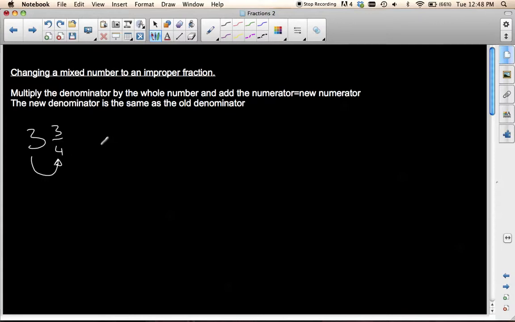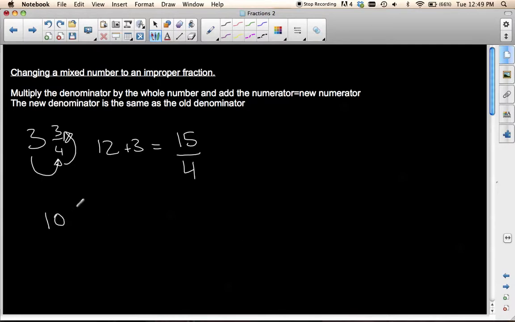So 3 times 4 is 12. And then they say, and add the numerator. Well, my numerator, which I'm going to add, is 3. So 12 plus 3 gives me 15. And then they say the new denominator is the same as the old denominator. Well, if the old denominator was 4, then my new denominator is 4. And that's it.